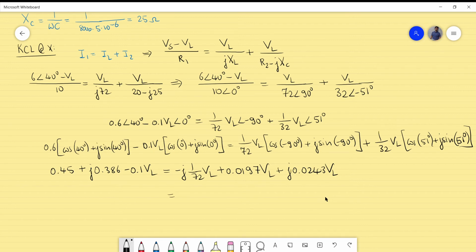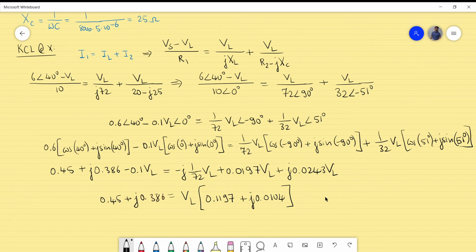So what I have is the following: VL, and I will now place the real parts first. It will be 0.1197 for the real part, and for the imaginary part I will have plus J 0.014104, and for the left side it will stay at 0.45 plus J 0.386.